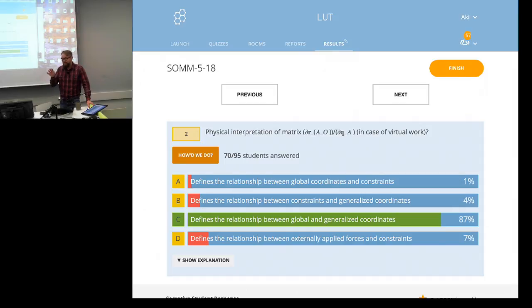Awesome. Because this was a difficult question, and I tried to confuse you with the constraints. Remember a lot of discussion about the constraints in the past. This time, no constraints any longer. It's all about two coordinates, global and generalized. All right? So 87% guessed it right. Others, it went a little bit incorrectly. So it's not defining the relationship between the global coordinates and constraints. It is defining the relationship between the constraints and generalized coordinates. And it is not defining the relationship between the externally applied forces and constraints. So C is the correct one.